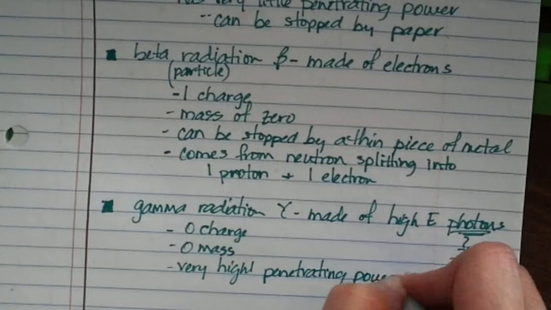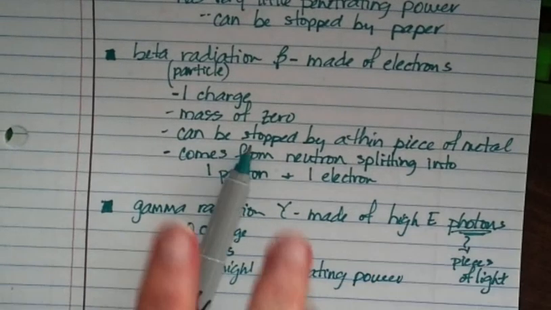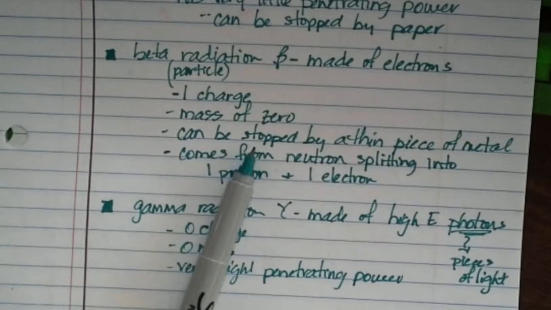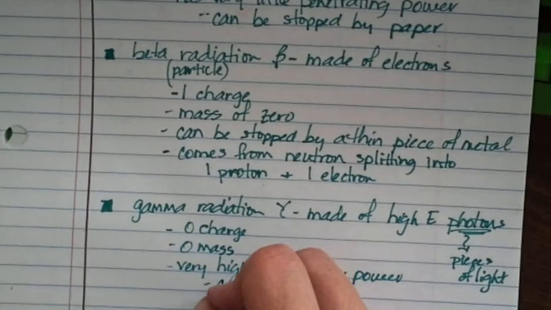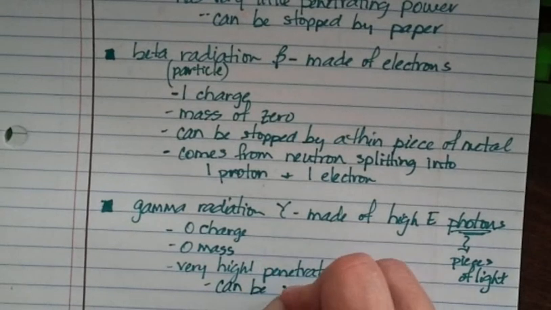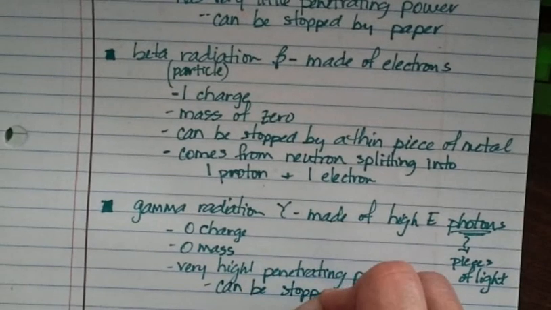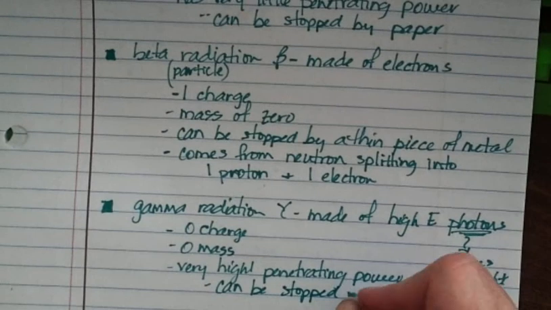Okay, we talked about stopping this. One of our most dense metals is lead. So we talk about a certain amount of lead. So it's not just a thin piece of metal, you're using a much thicker chunk of metal.